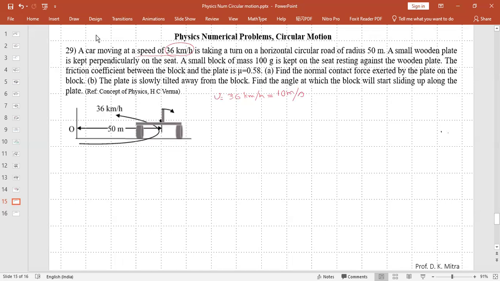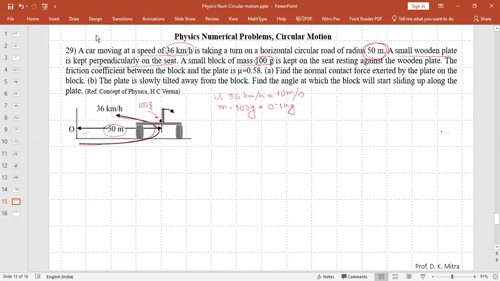This is the velocity. And with this velocity, the car is taking a left turn in a circular path, and the radius of the path is 50 meters. The problem says a small wooden plate is kept perpendicular on the seat, and a small block of mass 100 gram. We also write that mass equal to 100 gram is equal to 0.1 kg.